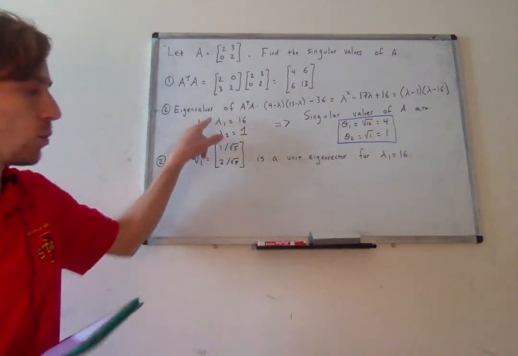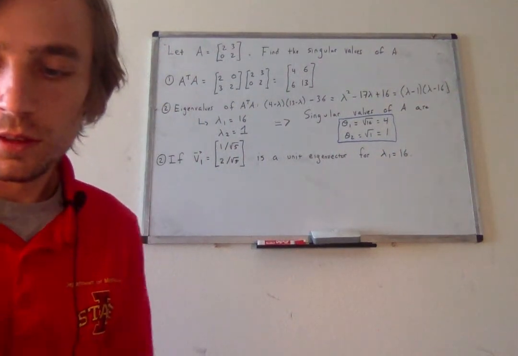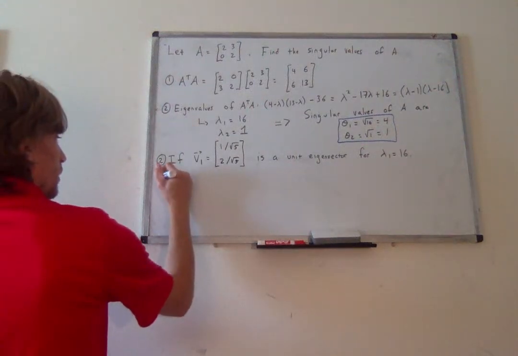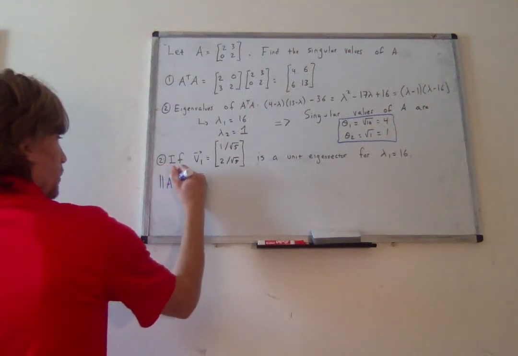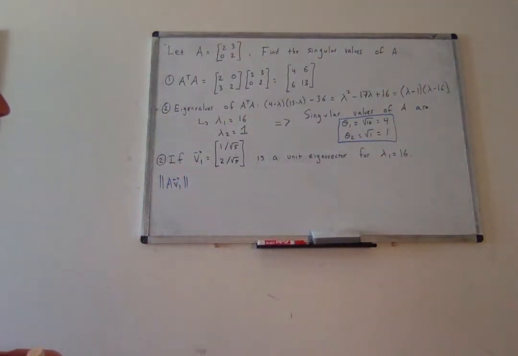Corresponding to lambda 1 equals 16. But what we're going to verify is that the length of A times V1 is equal to 4.